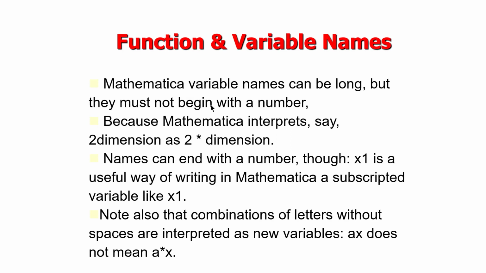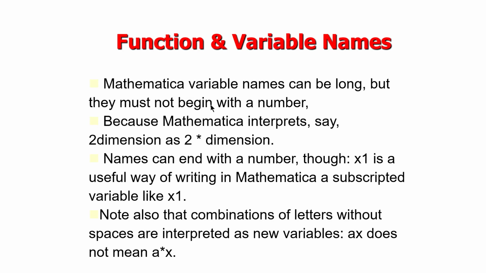So what should be the names of functions and variables? Mathematica variable names can be long, right? You can write the name of your variable to be of any length, but remember your variable should not start with a number. Mathematica interprets 2dimension as 2 star dimension. So if you write a 2 at the very start of your variable, it will interpret it as 2 multiplied by dimension. So please be aware of not using a number before defining any function.